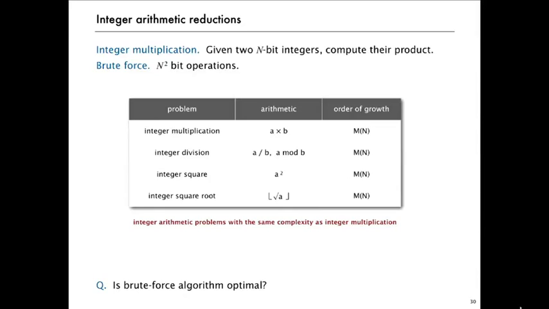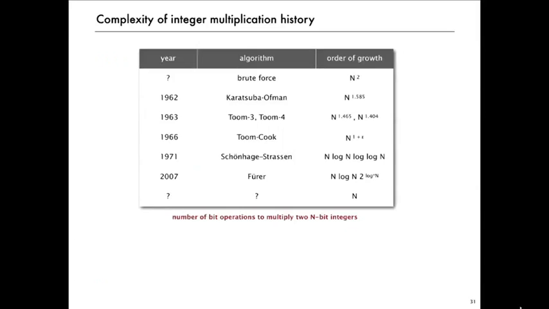So now they're all the same difficulty as multiplication. How hard is the brute force algorithm? Well, people have studied that for a long time. And actually, one of the earliest divide and conquer algorithms, by Karatsuba and Ofman, showed that integer multiplication could be done in time n to the 1.585. And it was divide and conquer. We divide the integers in halves and find a clever way to combine them to reduce the exponent. And people have been working on this.